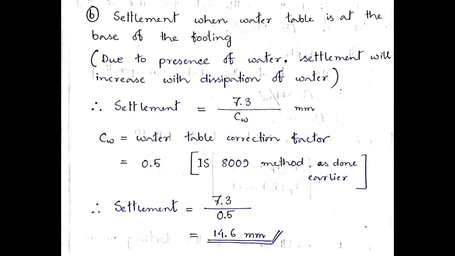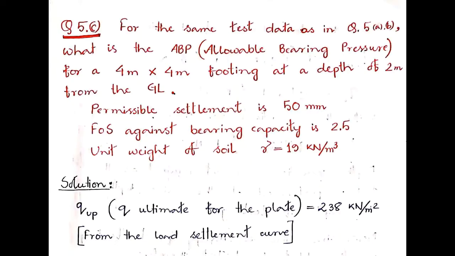So, applying the water table correction factor, which is equal to 0.5, remember that water table correction factor was 0.5 when water table is at the base of the footing or above. It changes linearly from the base of the footing up to a depth equal to width of the footing where it becomes 1. So applying the water table correction factor, we find the settlement when there will be water table at the base of the footing. Now question number 5c. We are asked to find the allowable bearing pressure for a footing of size 4 meter by 4 meter at a depth of 2 meter.